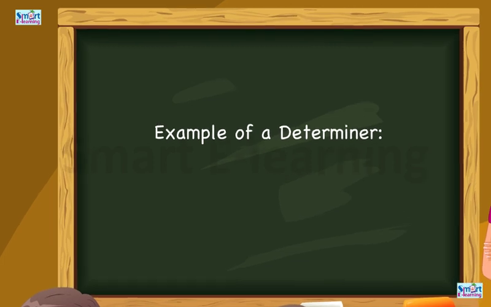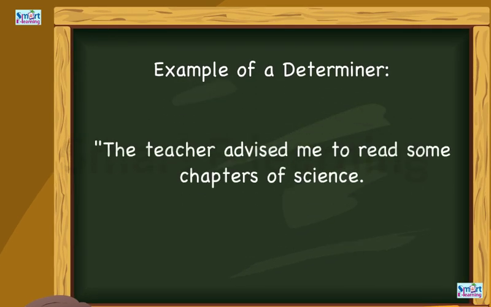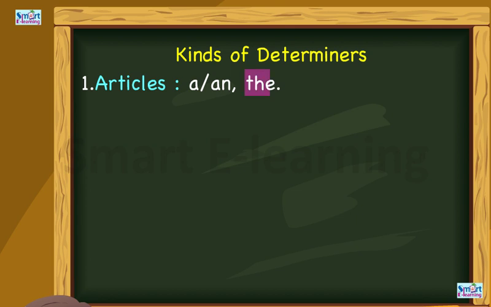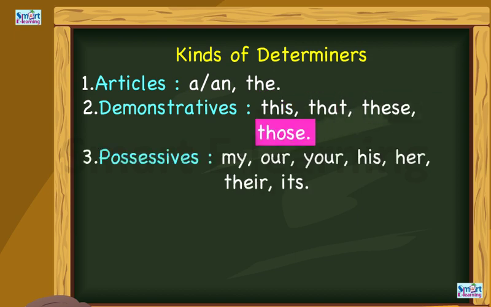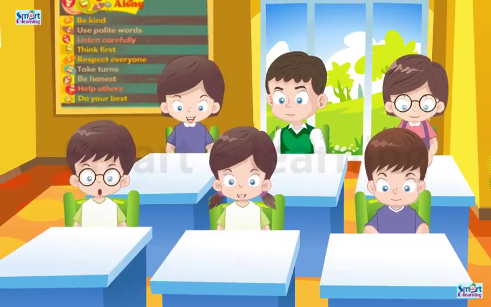Example of a determiner: The teacher advised me to read some chapters of science. Kinds of determiners. Articles: a, an, the. Demonstratives: this, that, these, those. Possessives: my, our, your, his, her, their, its.